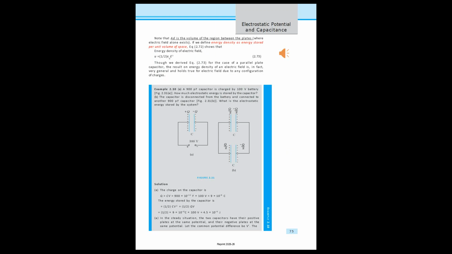Note that AD is the volume of the region between the plates, where electric field alone exists. If we define energy density as energy stored per unit volume of space, equation 2.72 shows that energy density of electric field, u equals half epsilon naught E square. Though we derived equation 2.73 for the case of a parallel plate capacitor, the result on energy density of an electric field is, in fact, very general and holds true for electric field due to any configuration of charges.